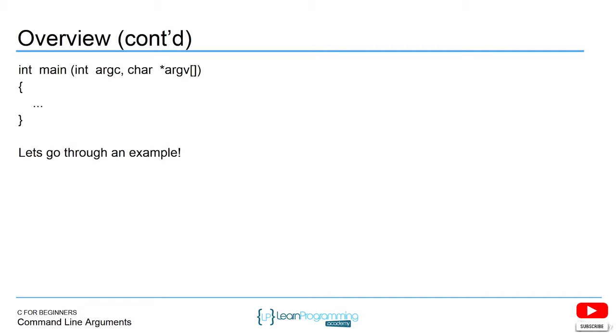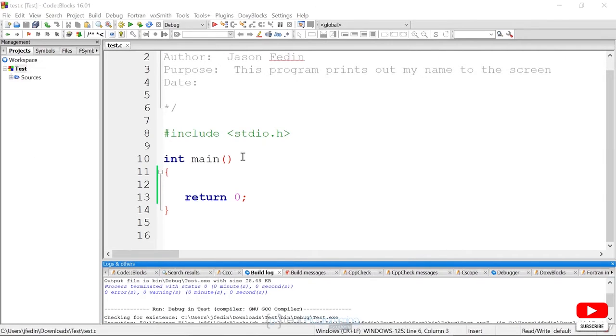Again, don't worry about that. Basically, everything after the comma would be some data that you're passing to the program, and the argc would be the number of the data. All right, so let's go through an example. That's the best way to learn this. Okay, so here's our example.